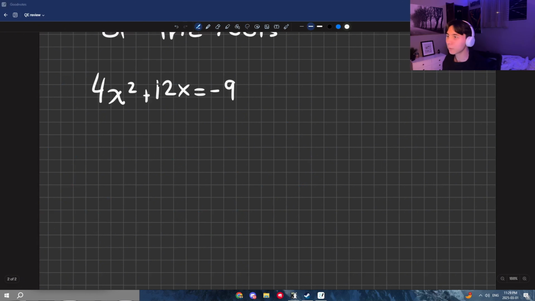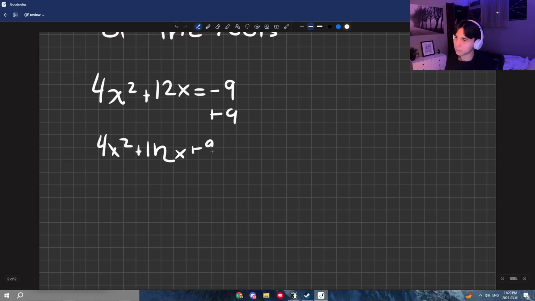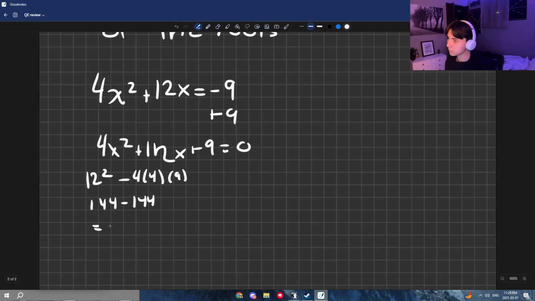Alright, so here we have 4x squared plus 12x equals negative 9. So the way we do this is we're going to move 9 to the other side. We get 4x squared plus 12x plus 9 is equal to 0. And we're just going to, again, put in our discriminant. So we have 12 squared minus 4 times 4 times 9. And that's going to give us 144 minus 144, which is equal to 0. And if we're getting a discriminant of 0, that means we have one solution.